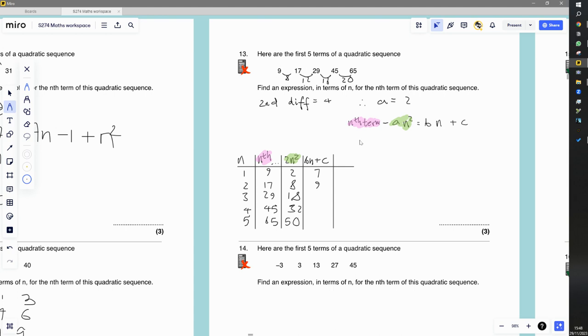29 minus 18 is... Okay, I'm going to pause the video and do the rest of them. And I want you to see if you can do the rest of them yourself. Okay, so hopefully you should have got these values. And have we got this right?